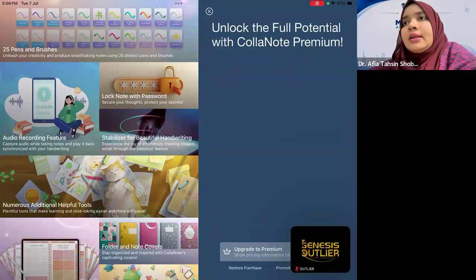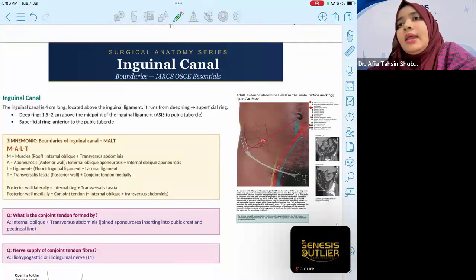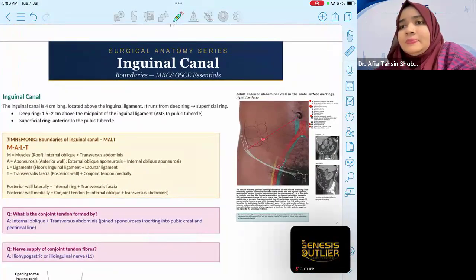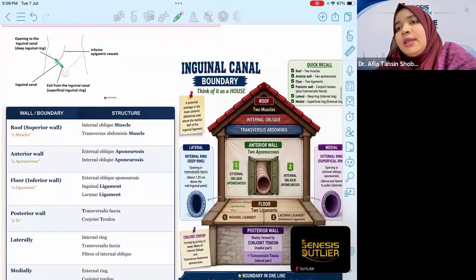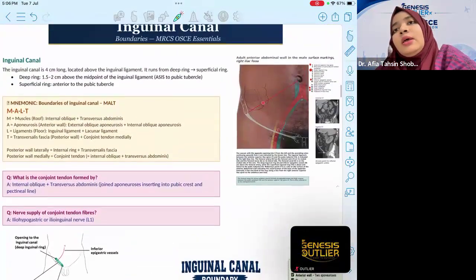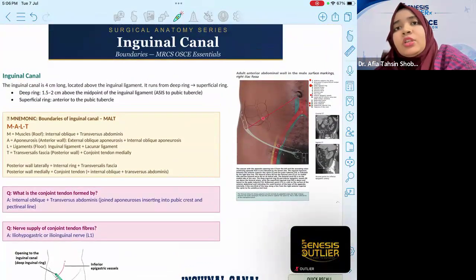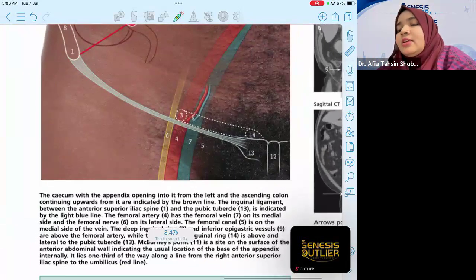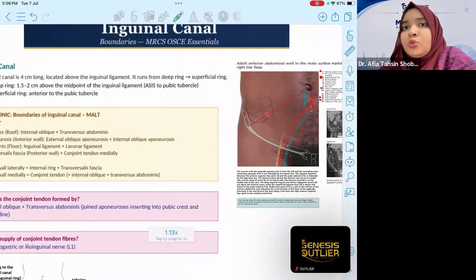Now come to another complex topic, the inguinal canal. This is also a very tricky topic, but today I will tell you a metaphor. In the exam, you will be asked about boundaries. You will be asked about the surface marking of the deep inguinal ring and the superficial inguinal ring. So before going to the boundary, we have to know where the deep inguinal ring and the superficial inguinal ring are. The superficial inguinal ring you will get just anterior to the pubic tubercle.